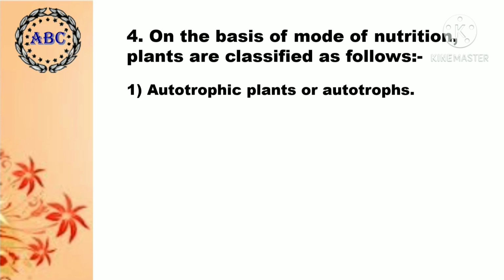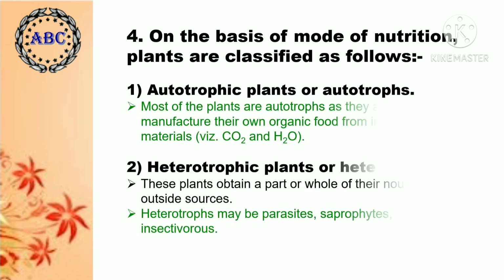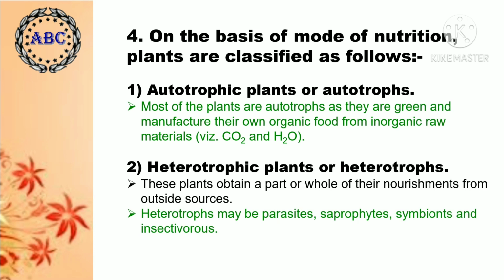Fourth one, types of classification. On the basis of mode of nutrition, plants are classified into two: autotrophic plants and heterotrophic plants. First one are autotrophic plants or autotrophs. Most of the plants are autotrophs as they are green and manufacture their own organic food from inorganic raw materials like carbon dioxide and water with the help of chlorophyll. We call this mechanism photosynthesis. So all green plants are autotrophic plants.